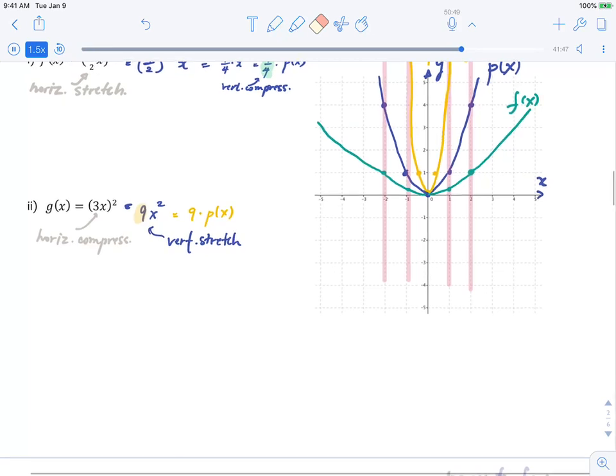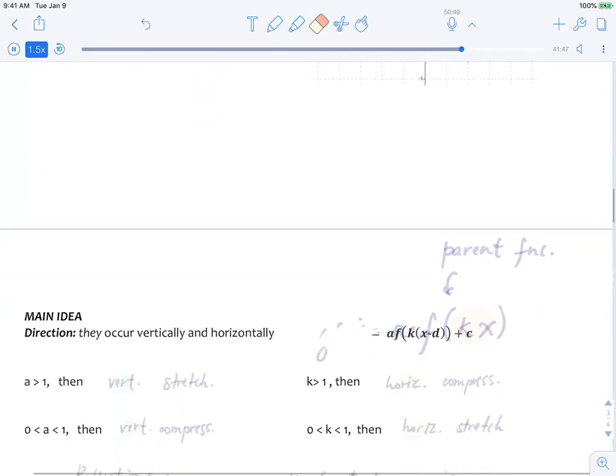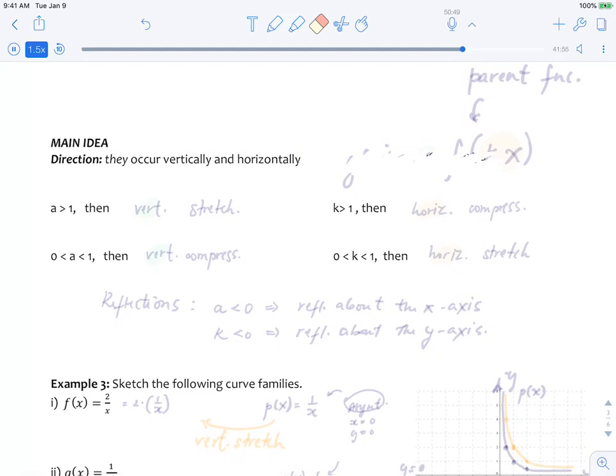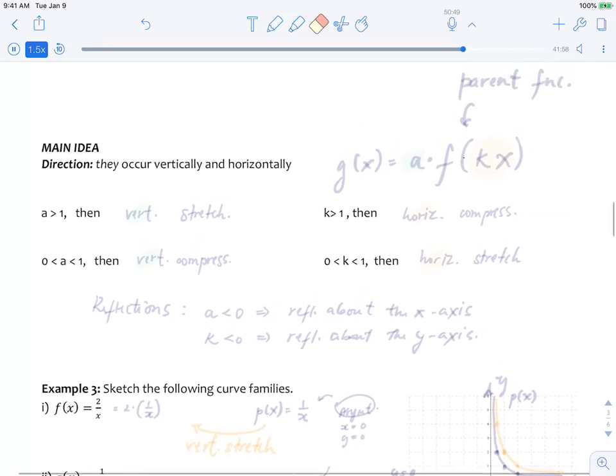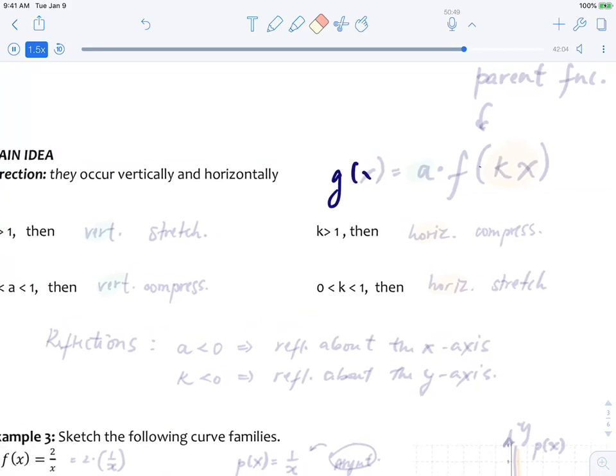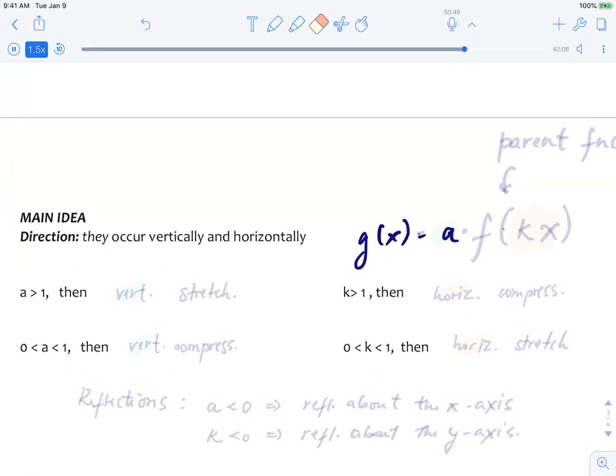Okay, so we're going to white out the relation here at the top because we're not talking about all of them for now. We'll remind ourselves of all of them right at the end. So if I have a g of x equal to a times f of, let's say, kx, with the a outside. This is the parent function at all times. It could be a square function, quadratic, radical, rational, any function.